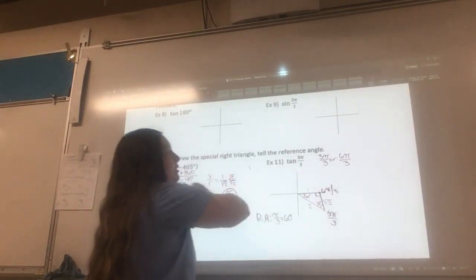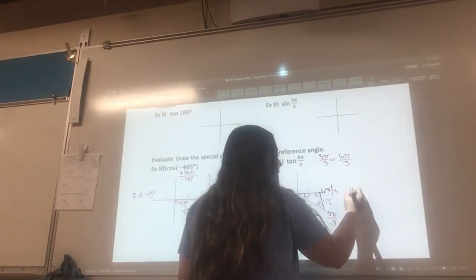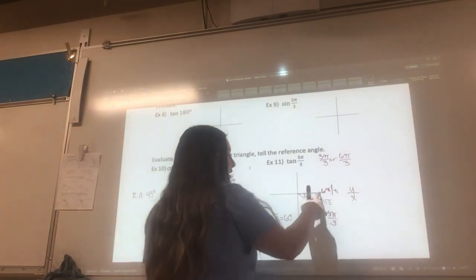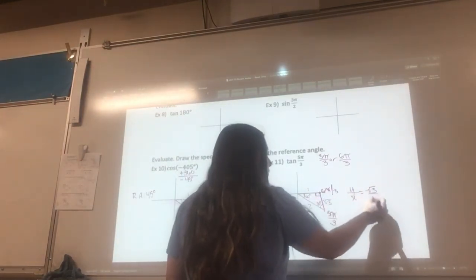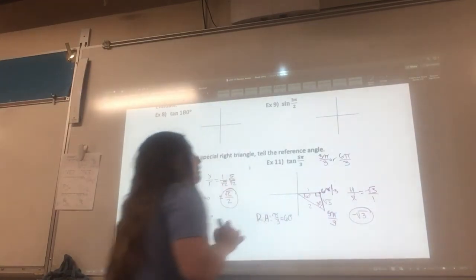Well, now we need to look at tangent, specifically tangent. Tangent is y over x. So now that we know that it's y over x, we find our y, which is the negative square root of 3 over our x of 1. So that just means that our answer is negative square root of 3.